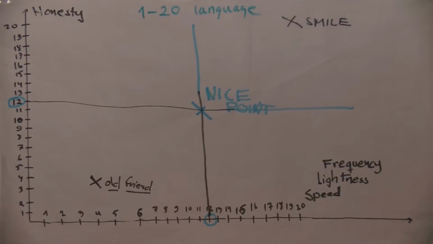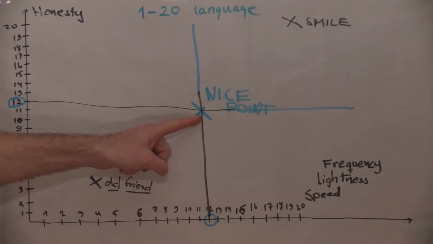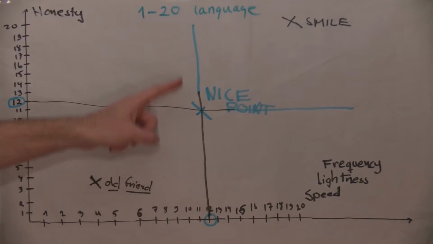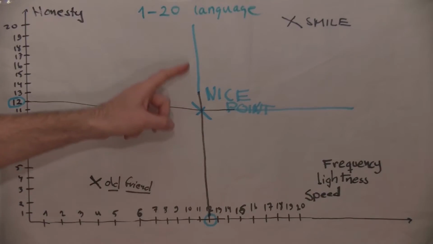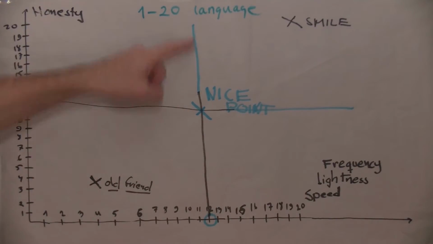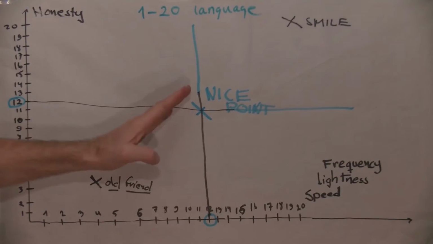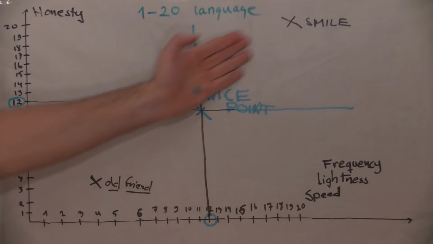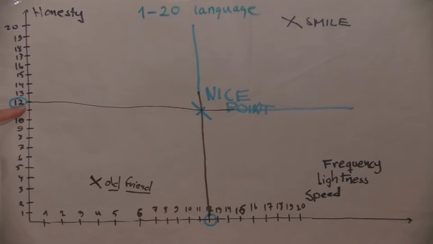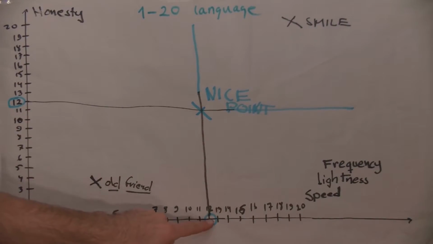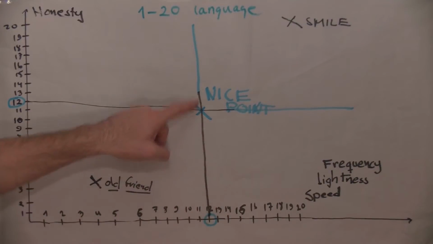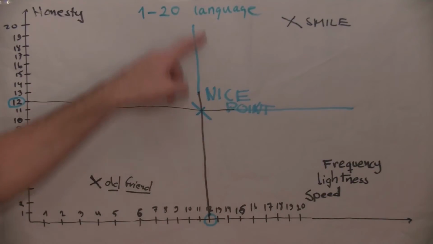Now you can see here with these 2 examples. Here we have this nice point. The thing in this model, in this 1 to 20 language, here is the nice point. Everything up here, more than 12 in honesty and more than 12 in lightness, is where it's nice to be.